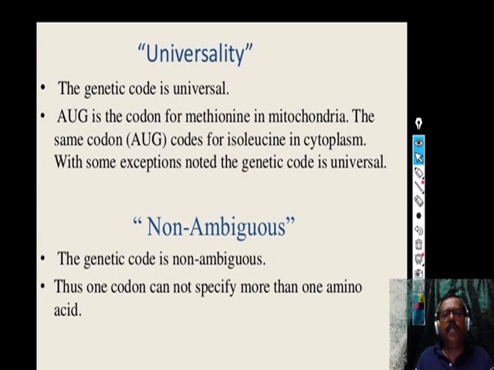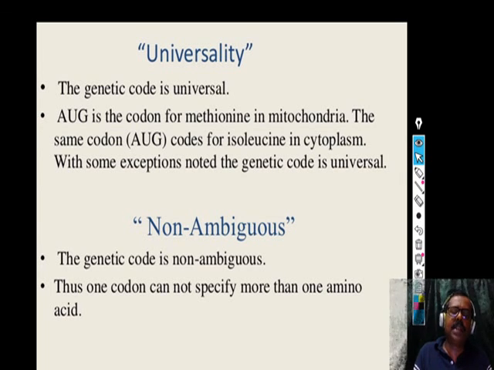Now universality. There are certain exceptions with this universal nature of the genetic code, but in prokaryotes as well as in eukaryotes, we will find that AUG is the initiating codon. AUG is the initiating codon, but there are also some exceptions, where AUG sometimes codes for isoleucine in the cytoplasm.